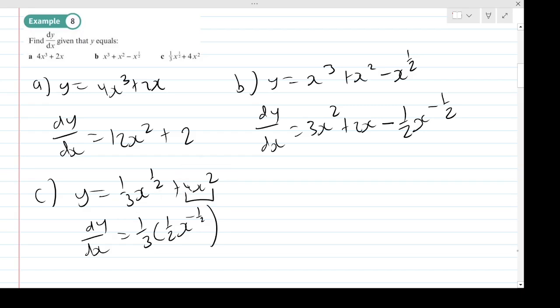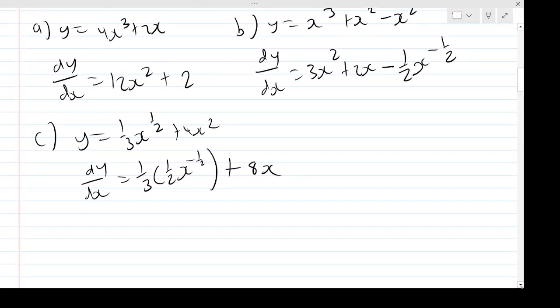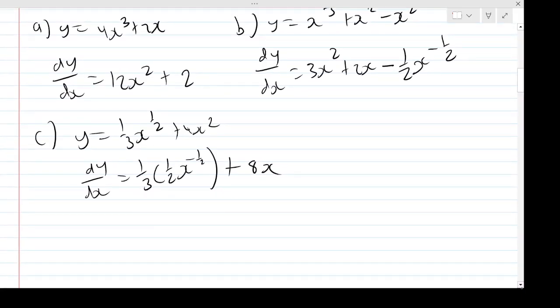Then we can differentiate 4x squared. So add 4x squared, that would differentiate to 8x, okay? Because the 2 goes to the front again, so 4 times 2, which is 8x. Okay, so we can simplify some things. We can expand this bracket here. So that would be a third times a half, that'd be a sixth, x to the minus a half, add 8x there, okay. Right, so that's it.